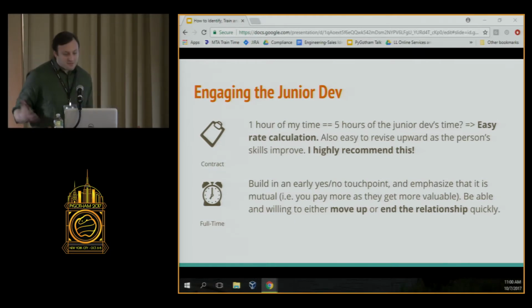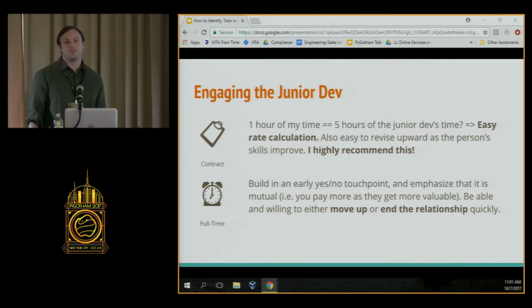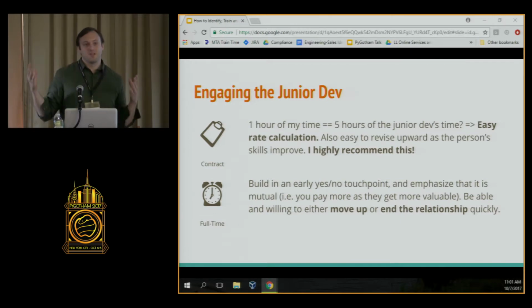Of course, I realize that a lot of people are not comfortable with contracting. Maybe it's not committal enough, or from the hiring side, your big company doesn't like when you do this. So if you are going to do full-time, you really have to build in early touch points, a yes or no, to really figure out if the relationship is working. And that goes both ways, really.